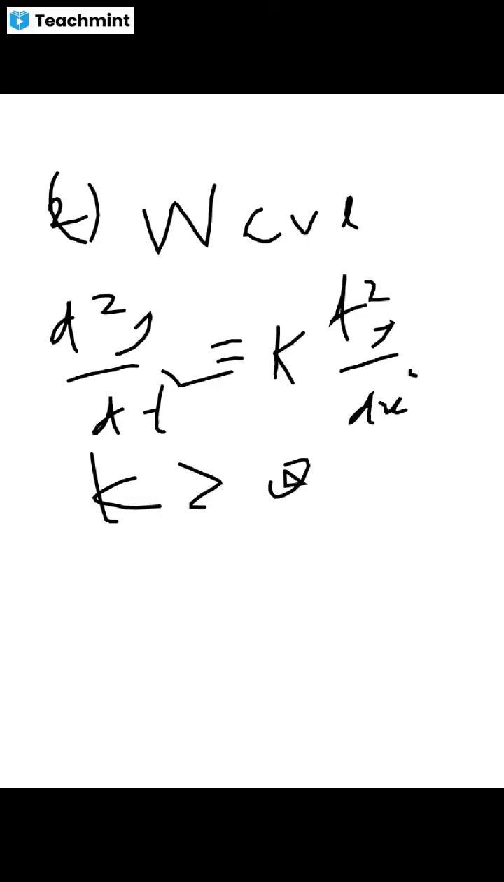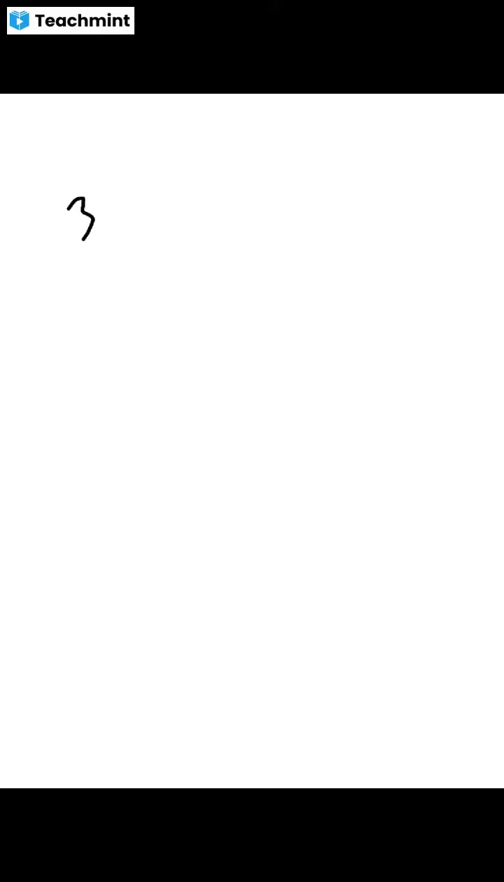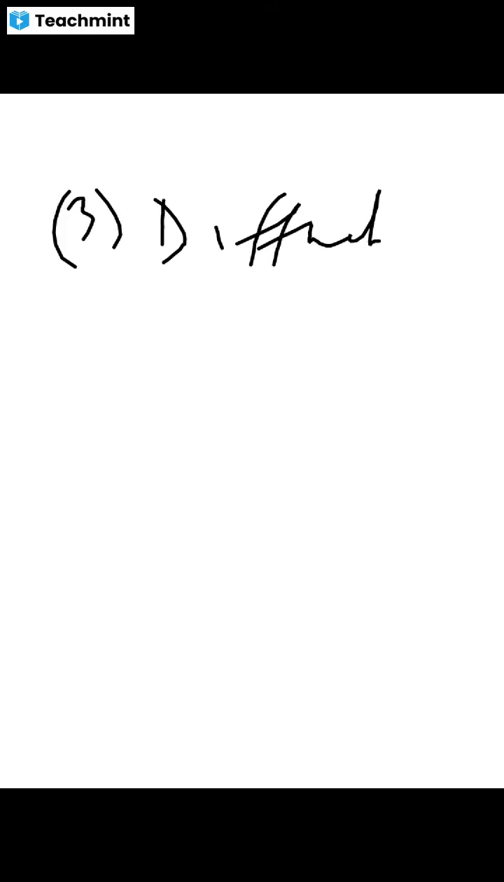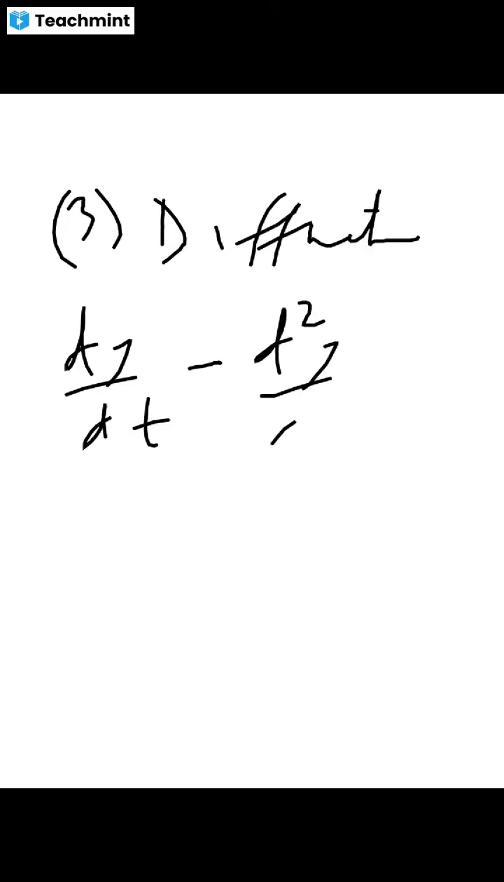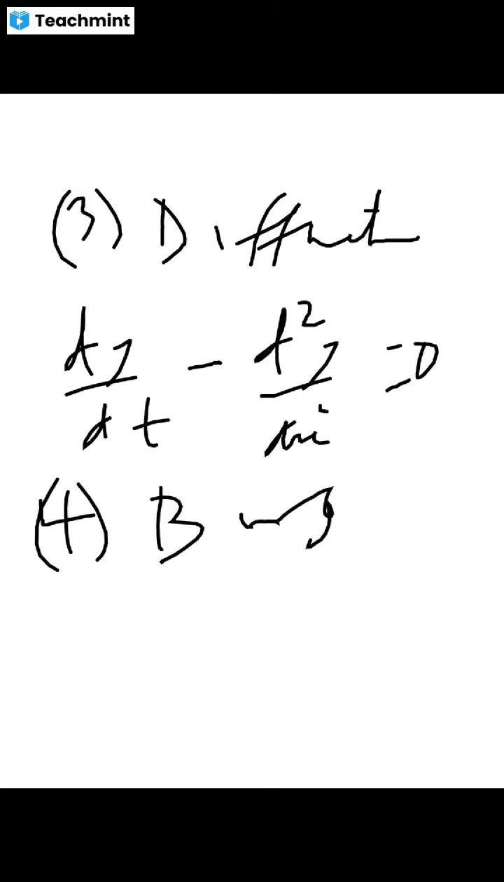Another one is the diffusion equation. That one looks like dy/dt minus d squared y over dx squared is equal to 0. So that is the diffusion equation. There's another one, Burger's equation.